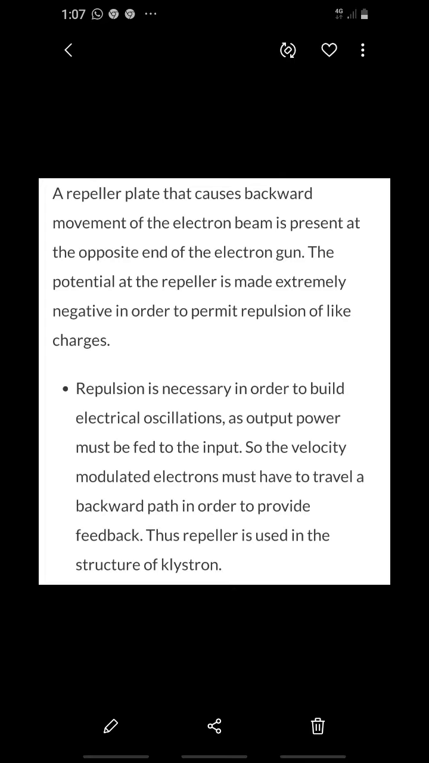Repulsion is necessary in order to build electrical oscillations, as output power must be fed to the input. So the velocity modulated electrons must travel a backward path in order to provide feedback. Thus, a repeller is used in the structure of a klystron.